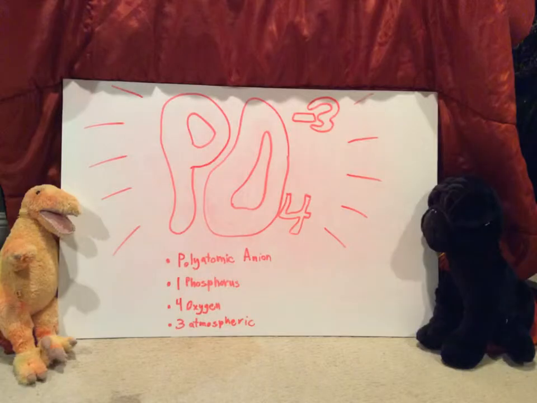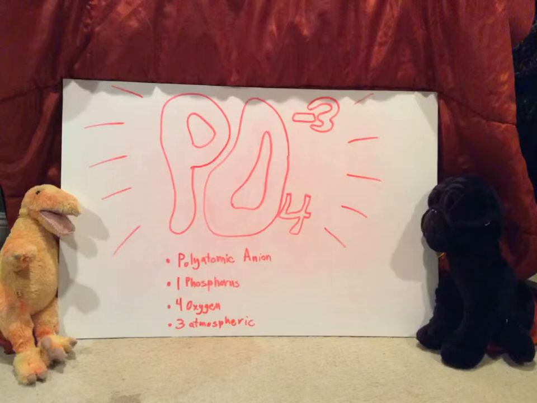This molecule, PO4 with a -3 charge, is another molecule that is held together by covalent bonds, but it is a polyatomic molecule, which means it's made up of another two kinds of atoms. And it also has a charge, so it is a -3 charge, making it an anion.